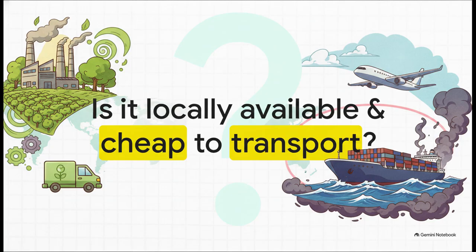Next up in our journey is logistics, specifically transportation. Ask yourself, is a material locally available? And is it actually cost-effective to move it to the manufacturing site? This is where global supply chains get incredibly complicated. You might find a material that's super eco-friendly to harvest and process, but if it has to be shipped on heavy-duty freighters across 3 oceans just to reach your factory, well, those massive transportation emissions completely negate the initial benefits.